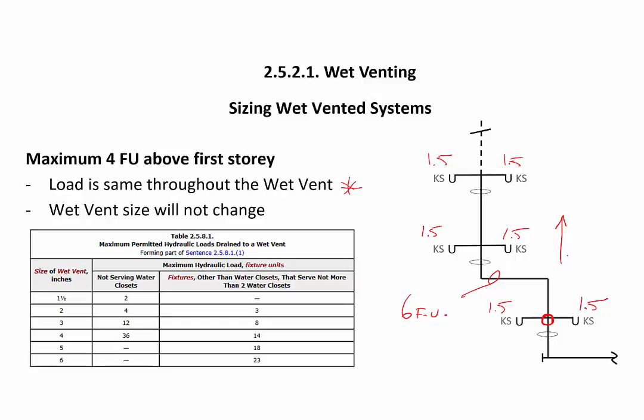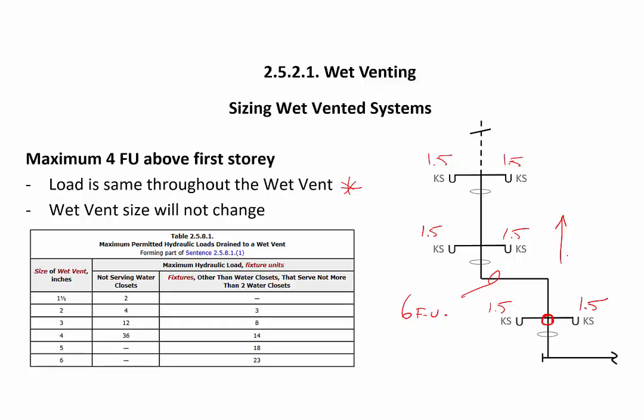Again, what the code is trying to limit is the likelihood of the stack having too much load entering it and maybe plugging off the stack and not permitting that free flow of air. Again, with wet vents, what we're trying to do is accommodate both the draining and the venting of fixtures. So it kind of makes sense that we're limiting how many fixture units are permitted above the first story.